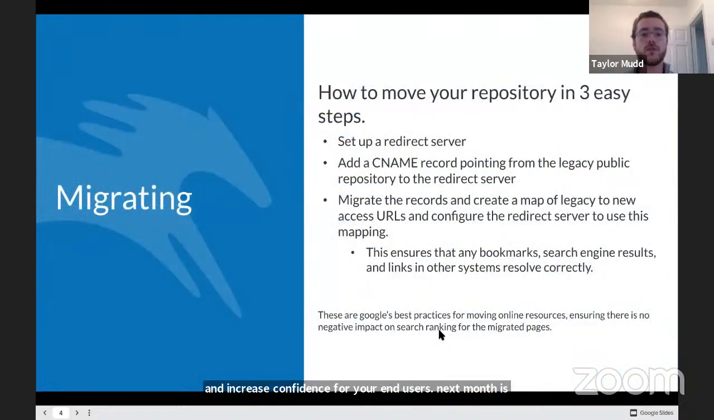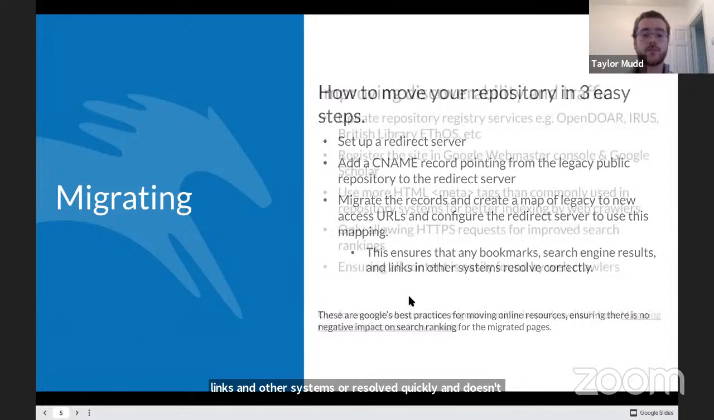So you can move your repository in 3 simple steps. Following Google's best practices for moving online resources, you need to set up a redirect server, add a CNAME record pointing from your legacy repository to the redirect server, and then while you're migrating the records, create a map of legacy to new access URLs, and then you configure the redirect server to use this. So this ensures that any bookmarks, search engine results, or links in other systems all resolve correctly and doesn't damage your online presence. Next slide, please.